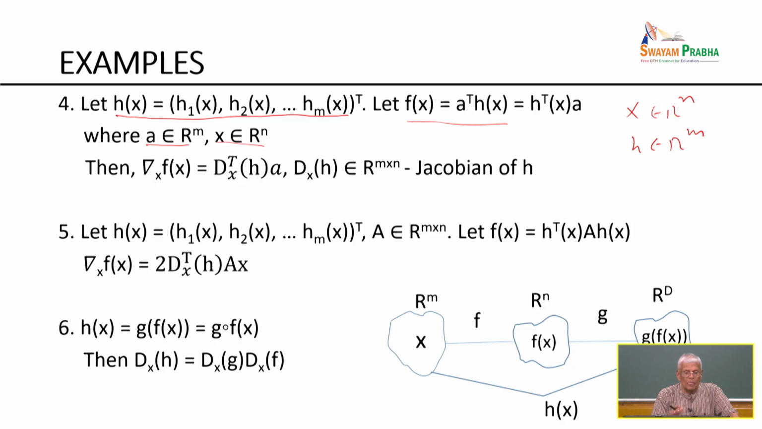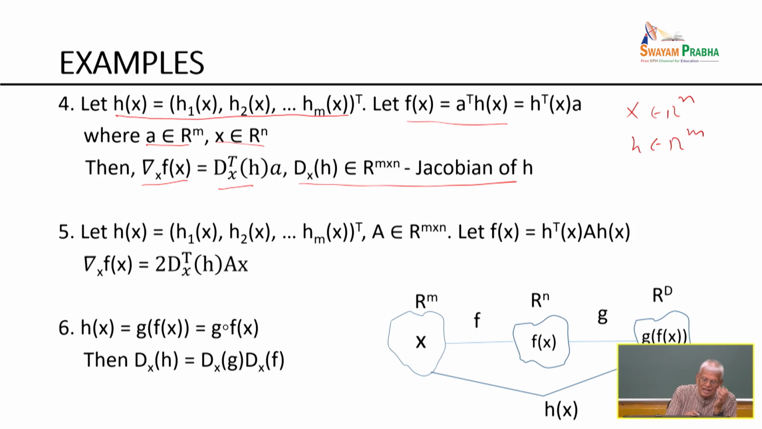Everybody please. So what is the gradient of this f of x? The gradient of this f of x is equal to the transpose of the Jacobian of h times a. You remember the Jacobian we talked about? The transpose of the Jacobian of h times a. The Jacobian is an m by n matrix. So this is a formula that will come very useful when you do multivariate optimization. And I believe you all do multivariate optimization.